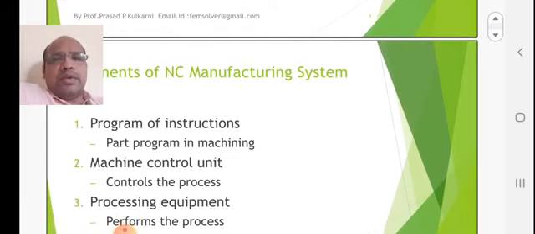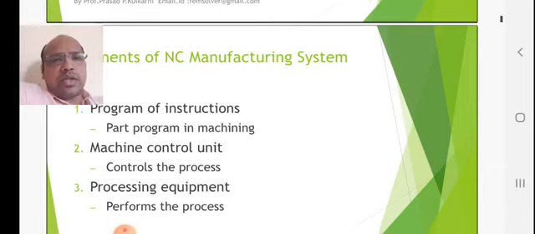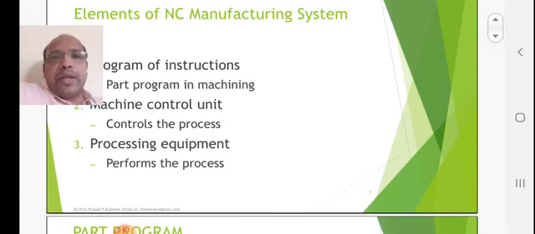There are three elements basically. First one is a program of instruction that is called a part program. Second one is a machine control unit that controls the processes in manufacturing, and third one is the processing equipment, or you can call it a tooling device. It performs all manufacturing operations.